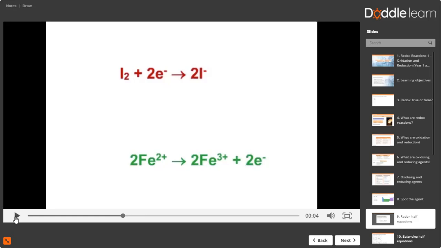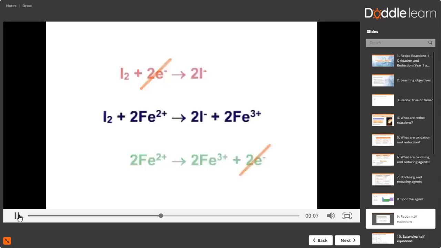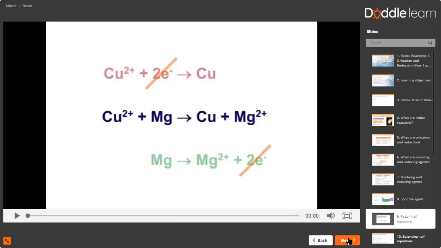Then we can combine them to make one whole redox reaction. So we can cancel out the electrons like we did before, and put that whole equation together. So then we get iodine plus 2 lots of iron 2+ ions goes to 2 lots of iodine ions plus 2 lots of iron 3+ ions. So you can see that process happening.